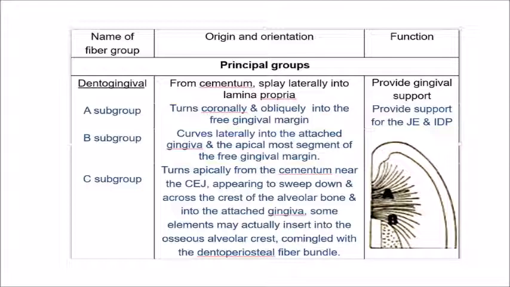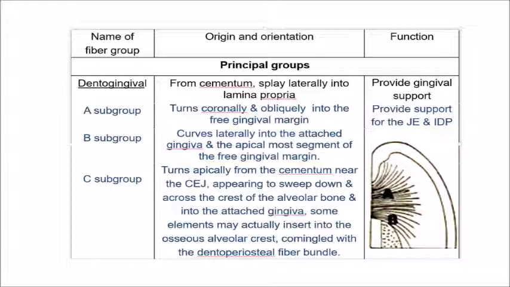First one is dentogingival, second one is alveologingival, third is dentoperiosteal, fourth is circular, and fifth is transeptal. First group is dentogingival. Just look at the term dentogingival, tooth to gingiva. So look at the figure also. It runs from the tooth cementum and it splays into the gingival connective tissue. There are 3 subgroups of the dentogingival fibers, A, B and C.